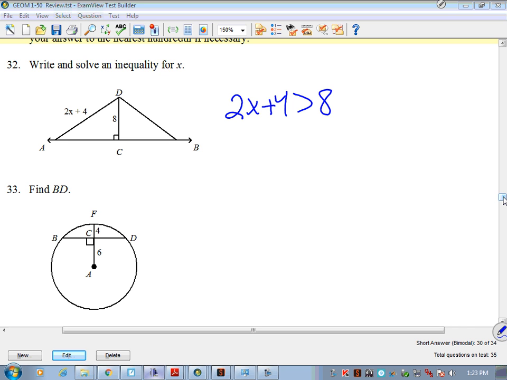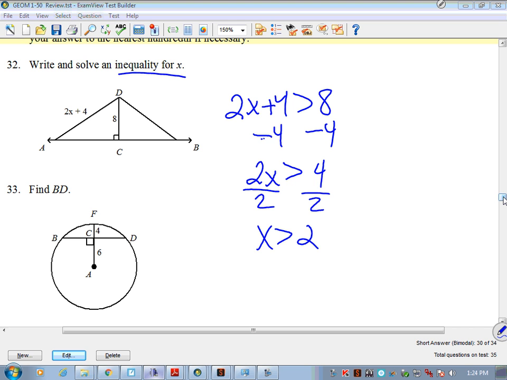Now, if I want to solve the inequality for just x, I'm going to subtract 4 on both sides. So that 2x is greater than 4. I'm going to divide by 2. I'm going to get x is greater than 2. Okay, that's my inequality for x. x is greater than 2.